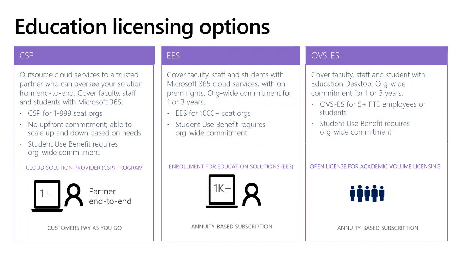And then OVS-ES is our oldest licensing agreement. It's the volume licensing that many of our schools are familiar with, which requires commitments, but minimal commitment. So it needs at least 5 FTEs. And we'll talk a little bit later around how we can move away from the FTE by moving on to CSP. But today I'm going to spend most of the time looking at CSP, taking a little look around student use benefit, but largely positioning M365 in the way that we can articulate it to our customers.